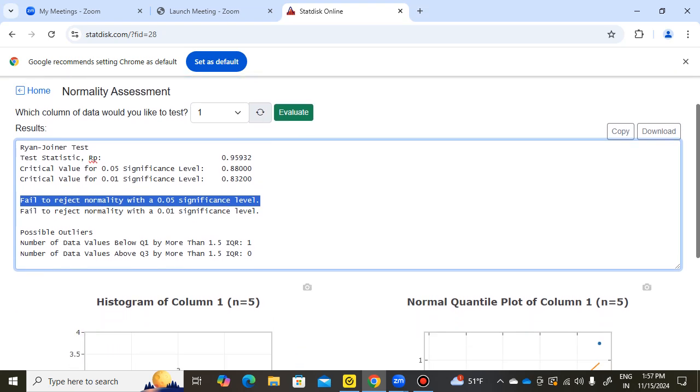So a couple of things to look at. Now, it is possible that one significance level will reject it and one will not reject it and fail to reject normality. So that's something to watch out for.